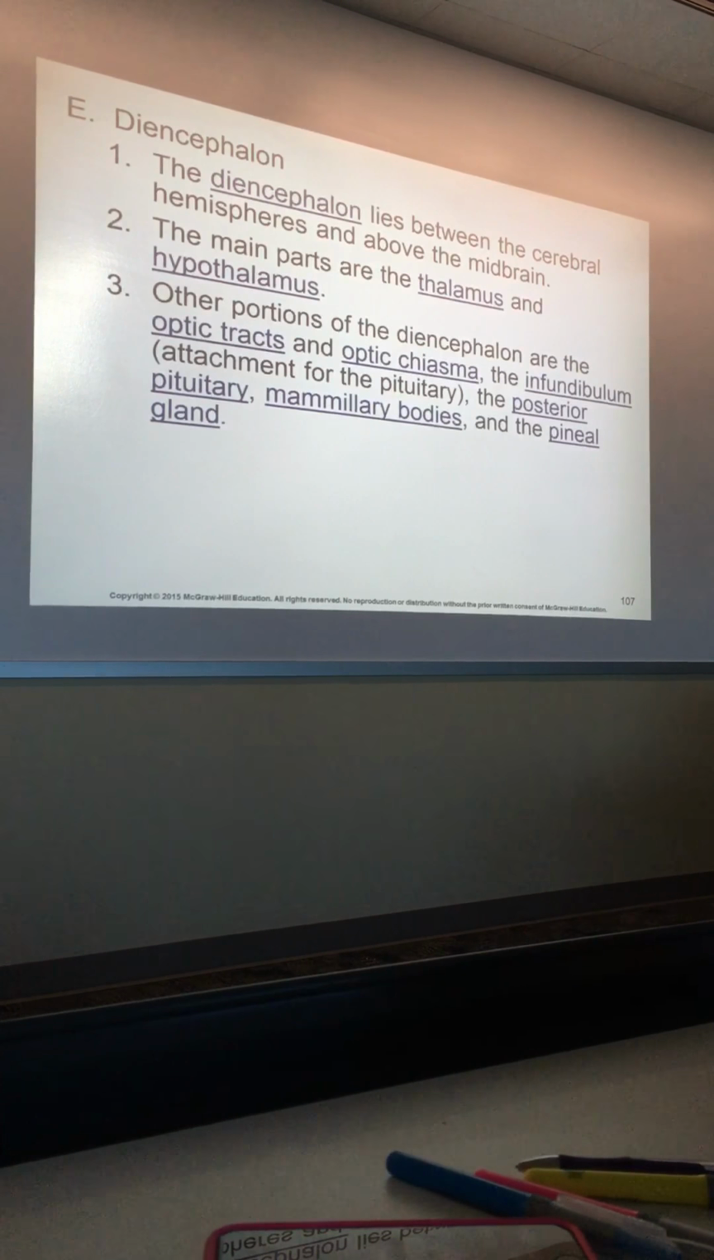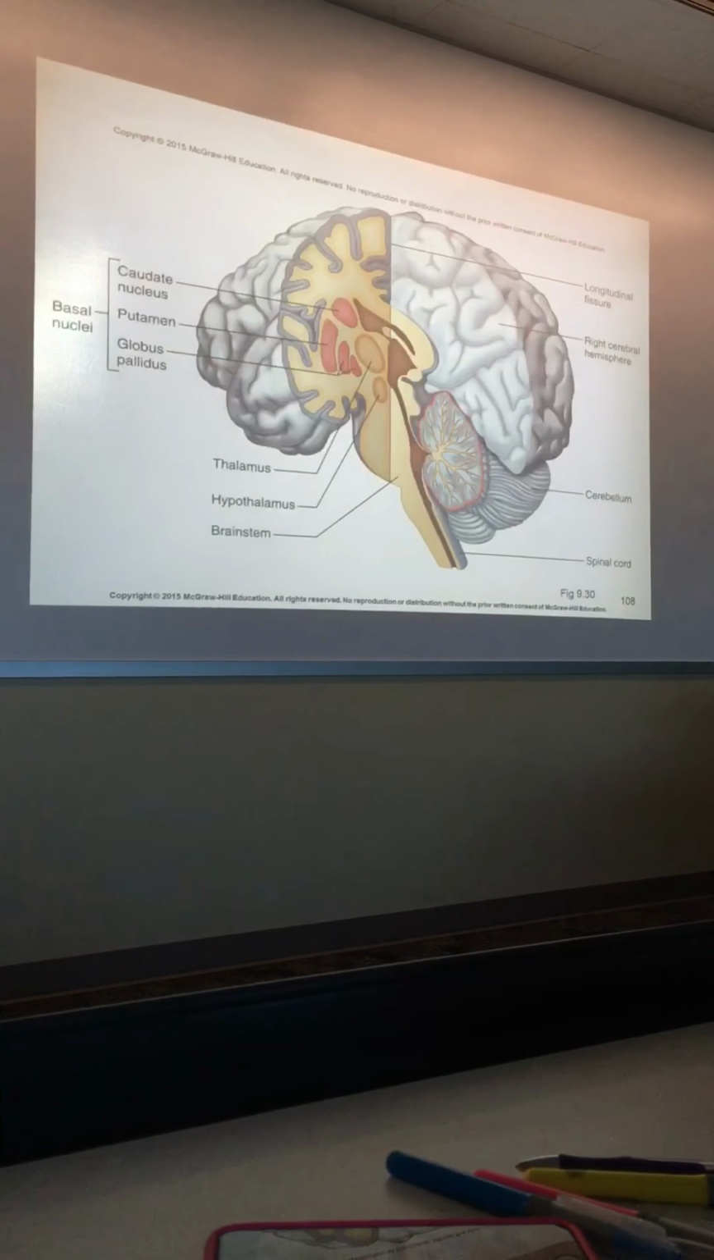Hormones. So he said my main job was hormone production. You're going to find him do some more things, but that's what his main job was, hormone production. Other portions of the diencephalon are optic tracts, optic chiasm, infundibulum, the posterior pituitary, mammillary bodies, and the pineal gland, all of which you have seen in the lab.